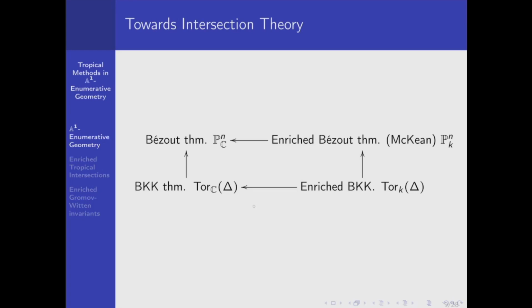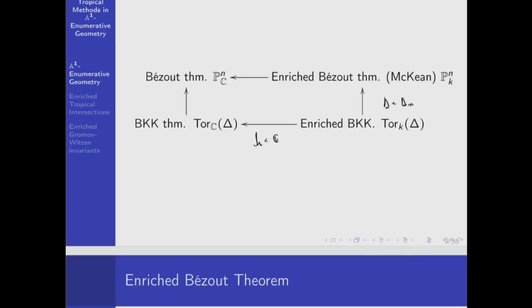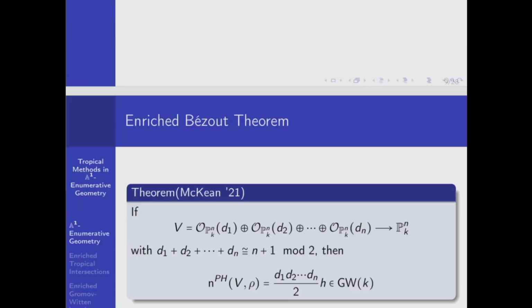So when K is equal to C, we get this direction. And when the polytope is the standard simplex, that means that the toric variety is the projective space. Then in that case, we get this Bézout theorem. And all of these are generalizations of the Bézout theorem over the complex numbers. So this is just to show the directions.